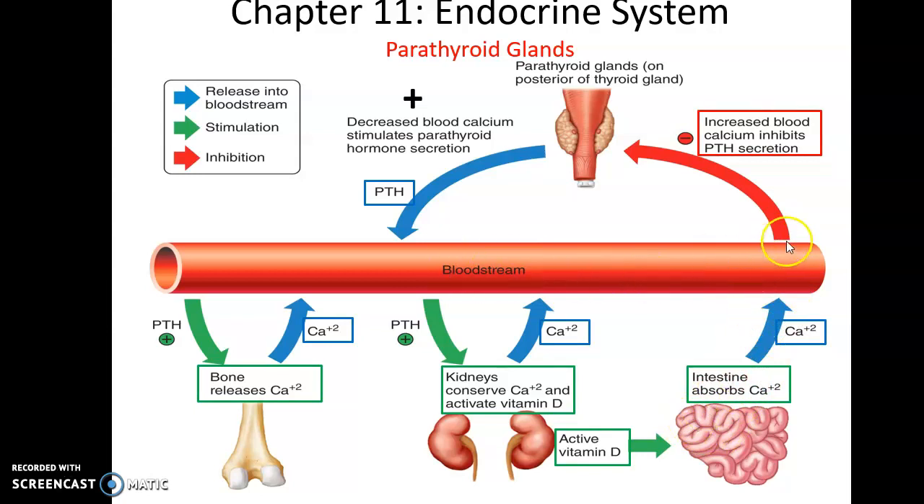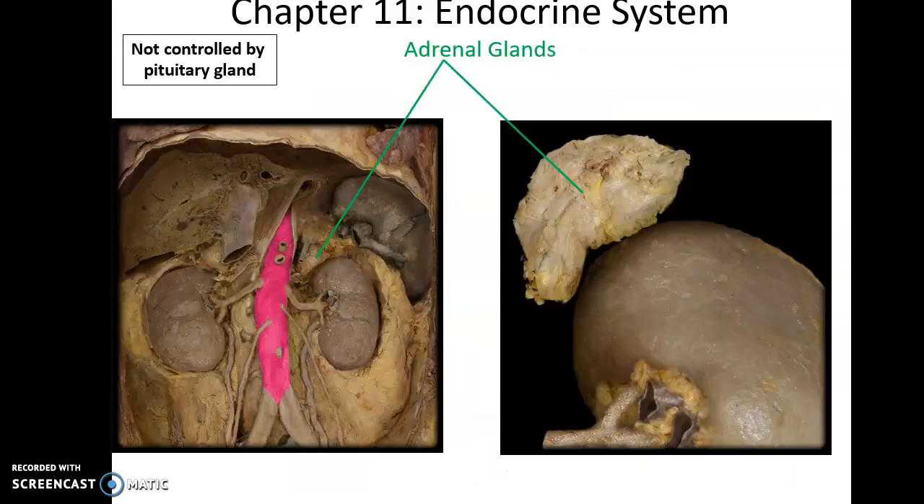So all these are acting to raise calcium levels, and when they get to the ideal levels, this is the negative feedback signal to the parathyroid glands to stop producing the hormone. So again, calcium levels are controlled by two hormones: calcitonin from the thyroid gland and parathyroid hormone from the parathyroid glands.